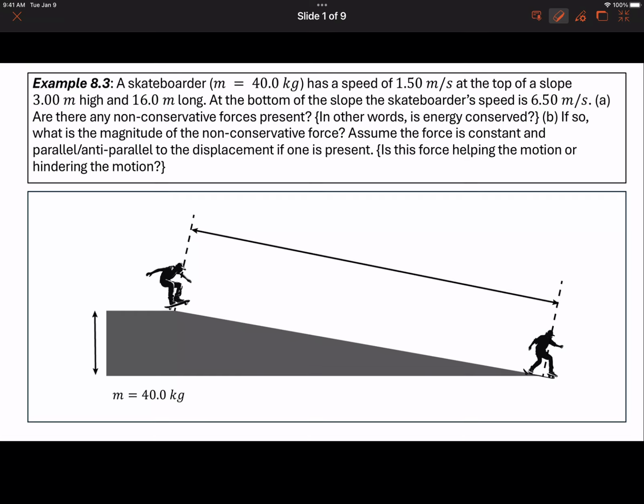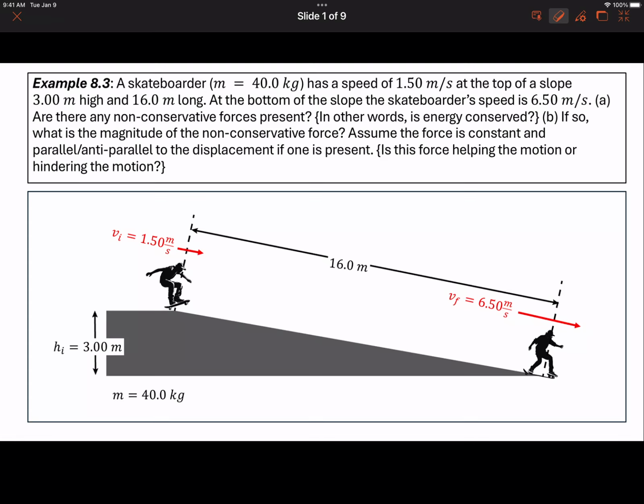All right, in this example, there's a skateboarder that has a mass of 40 kilograms, and the skateboarder has a speed of 1.5 meters per second at the top of the slope, and the height of the slope is 3 meters high and 16 meters long. At the bottom of the slope, the skateboarder's speed is 6.5 meters per second.